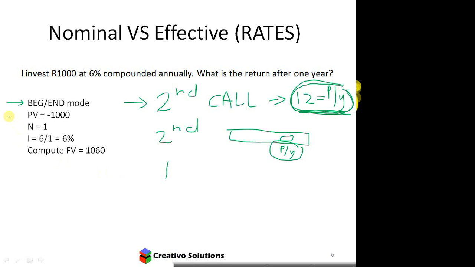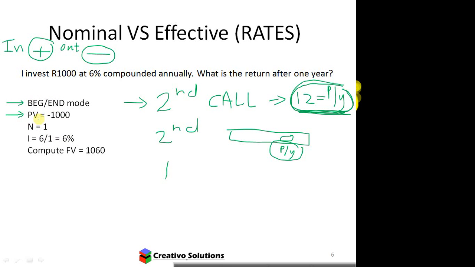Now we need to put in these values. Remember the calculator can't think. The calculator uses pluses and minuses to represent inflows and outflows. That's what the calculator uses to work out an inflow and an outflow. It doesn't make a difference how you do it. If you put in a negative, your answer will come out as a positive. If you put in a positive, your answer will come out as a negative. But the answer is still going to be the same. So let's put it in as a positive, then we'll do it as a negative.